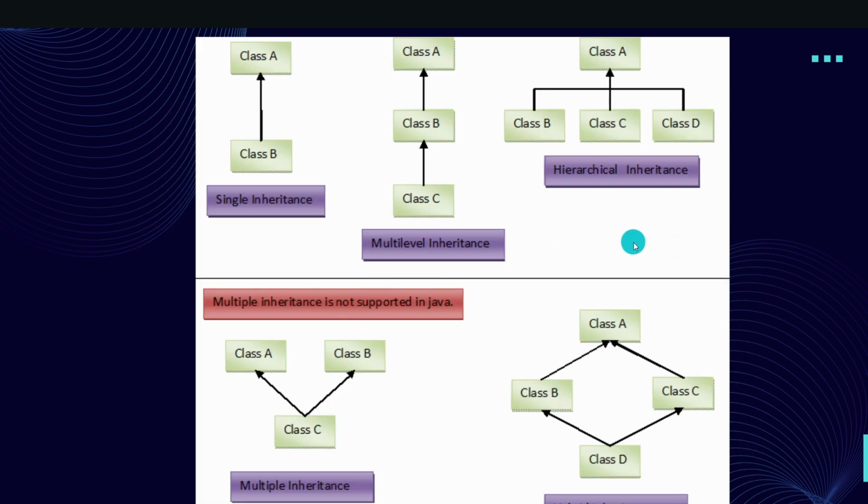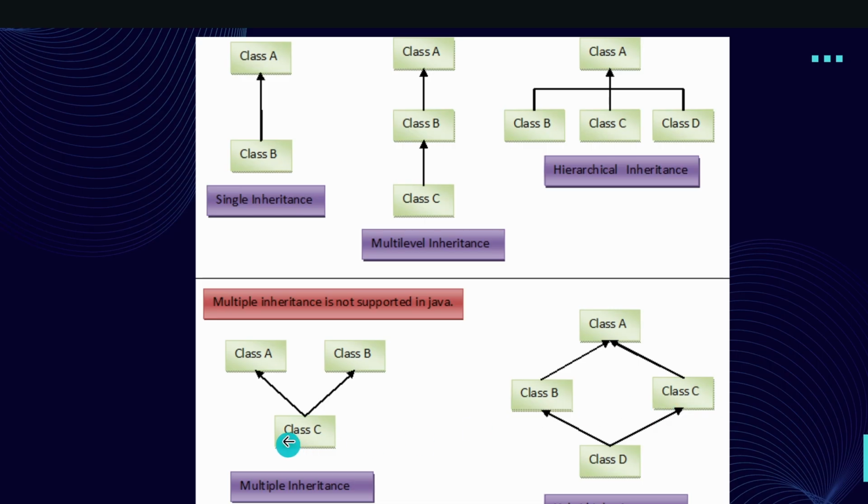The next thing, a very important thing, is that these kinds of patterns are allowed in Java. These kinds of patterns are not allowed in Java. So why is it not allowed? Let's see that in the code also. Single inheritance: class B can inherit from class A, class C. This we have already seen. This also we have seen. Hierarchical inheritance. These three are possible in Java.